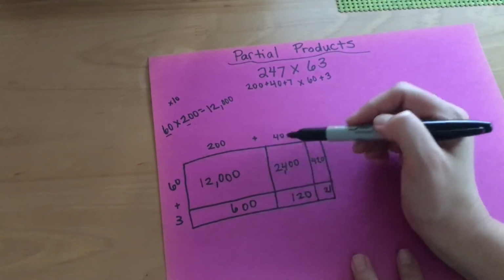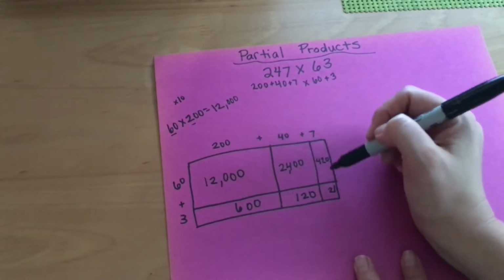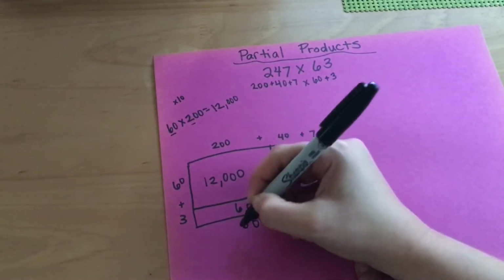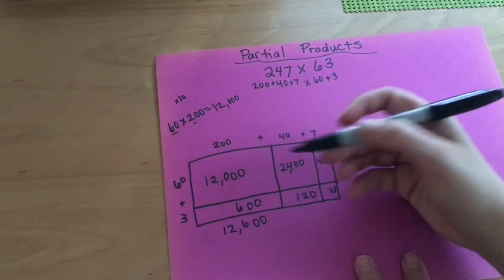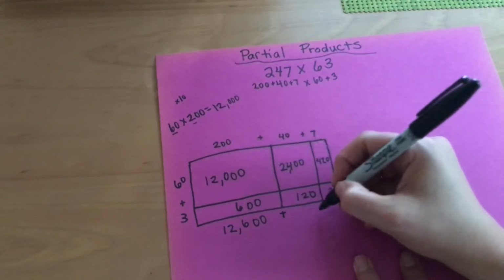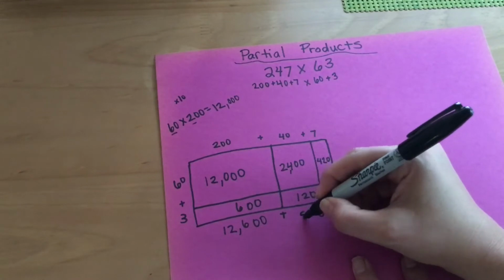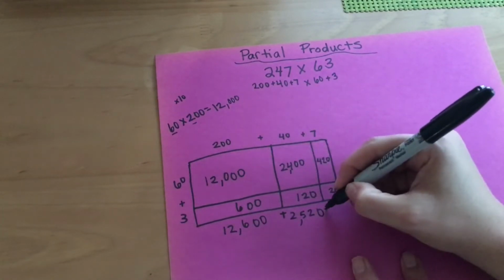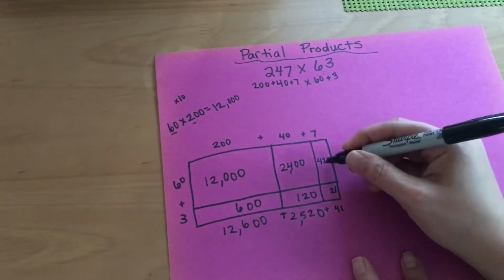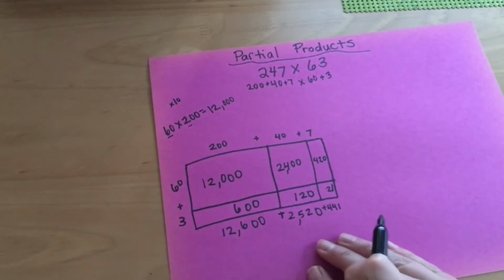The next thing that we're going to do is add up those partial products. So I'm going to add up this row, this row, and this row. That's pretty easy because we're just adding 12,000 plus 600, so that would be 12,600. This one would be 2, 4 and a 1 in the hundreds place, so that's a 500, and then 2,000, and then this one, 1, 1, 4 tens, 4 hundreds.